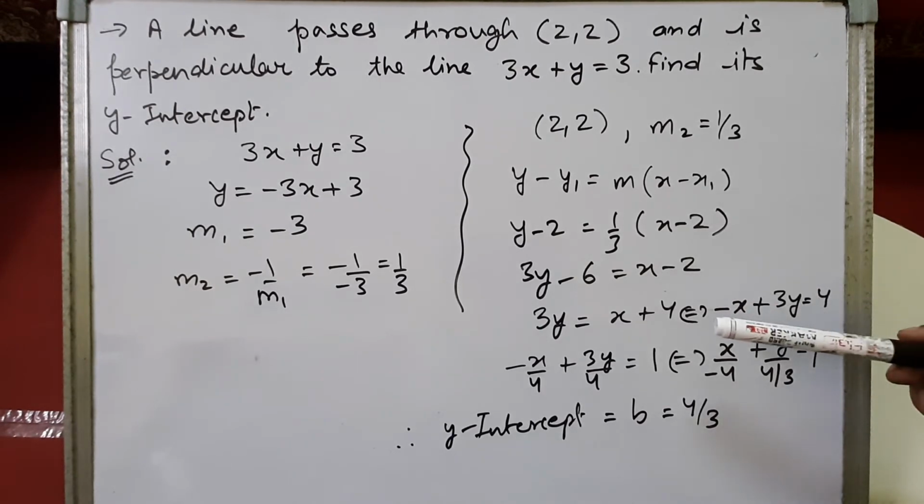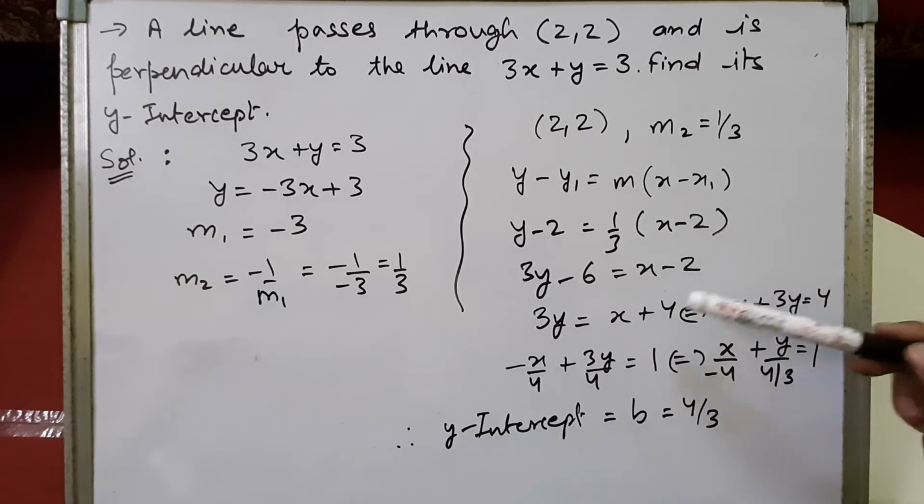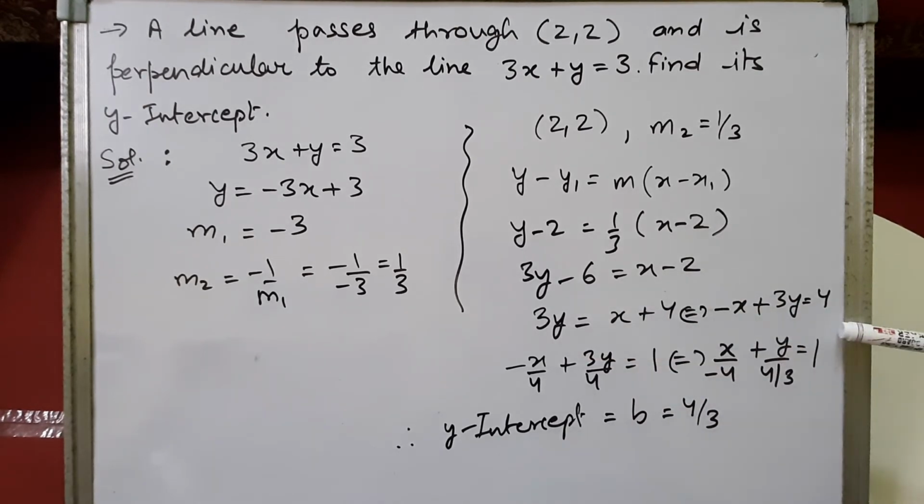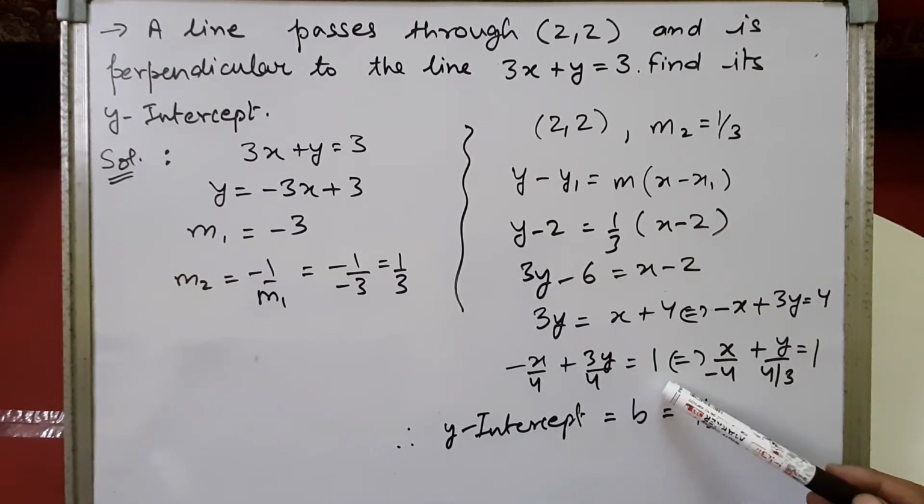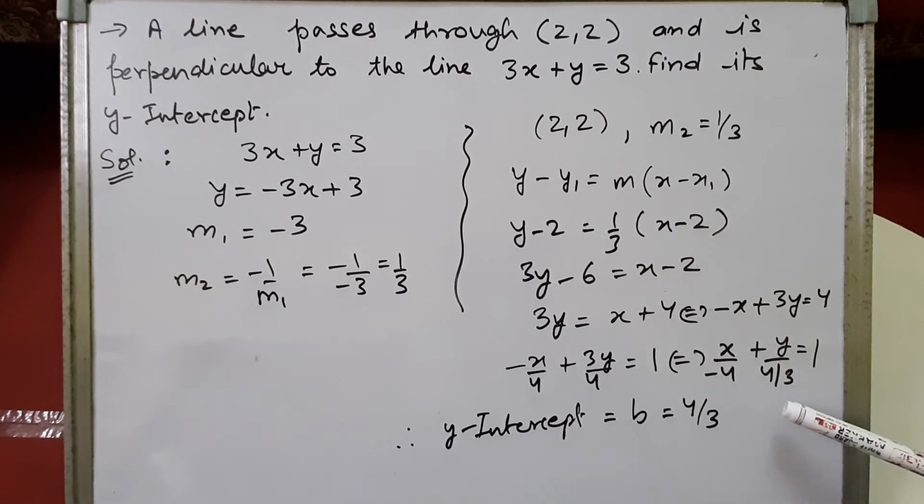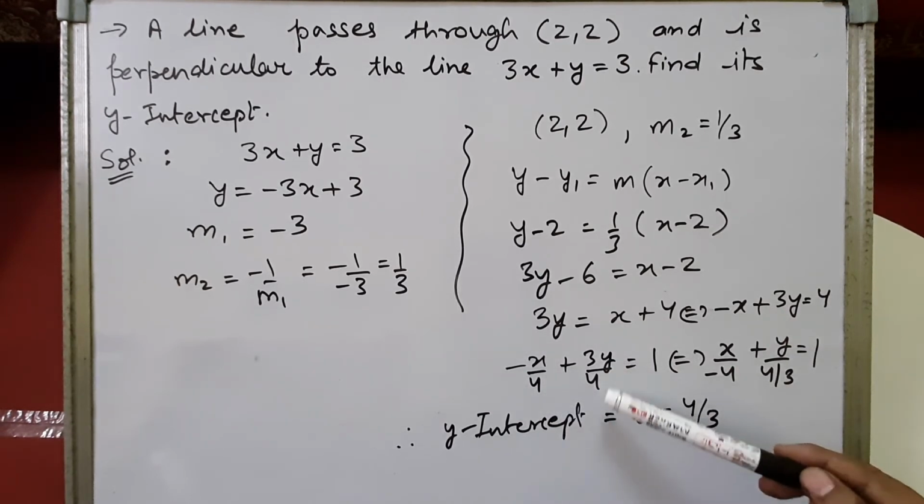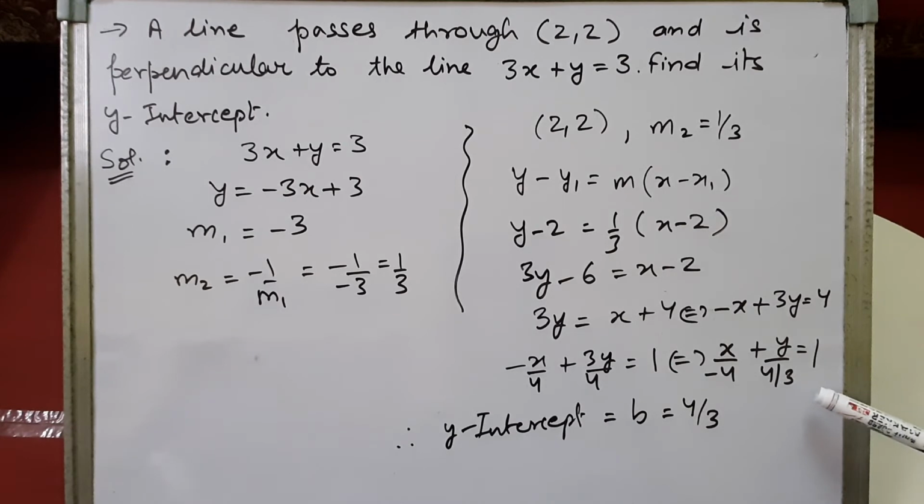Now first transfer 6 to this side, then x to that side, we get minus x plus 3y equals 4. Divide by 4, we get minus x by 4 plus 3y by 4 equals 1. When we transfer this minus sign to the denominator and 3 to the denominator, we get x upon minus 4 plus y upon 4 by 3 equals 1. When we compare it with x upon a plus y upon b equals 1, the value of the y-intercept, which is b, is 4 by 3. So 4 by 3 is the value of the y-intercept. Alright, please note down.